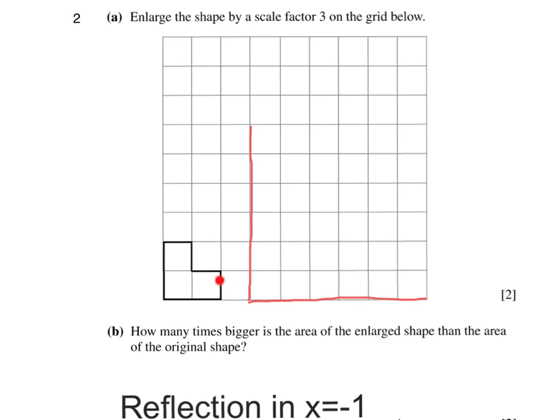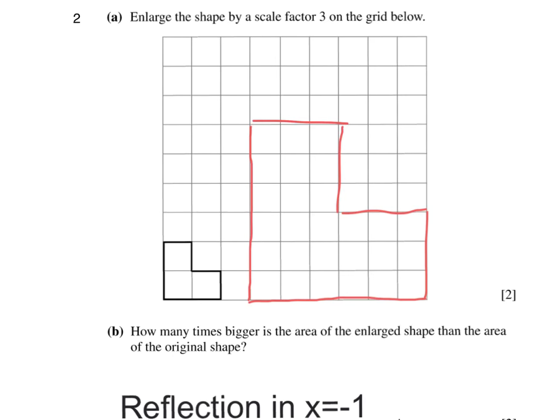Going up on our L shape was 1 square. Multiplying by 3 means that we now go 3 squares up. We went 1 square back in, so multiplying by 3, we go 3 squares back in. We then went 1 square up, again multiplying by 3, 3 squares up, and finally 1 square across to finish it off becomes 3 squares across. And that is our final shape.